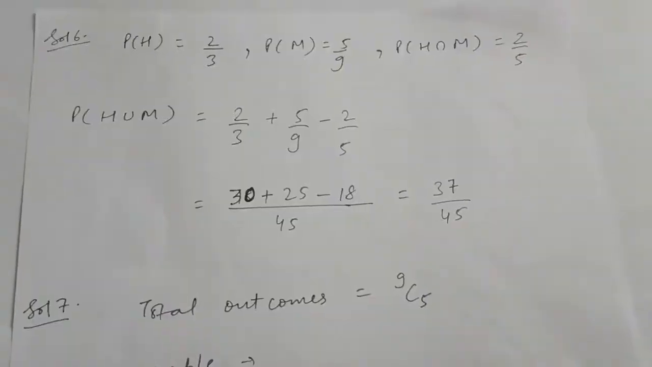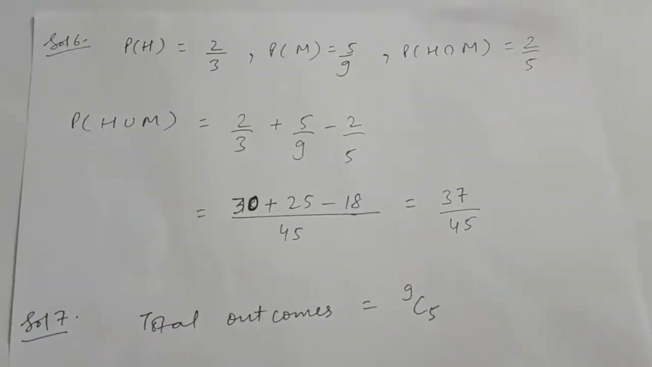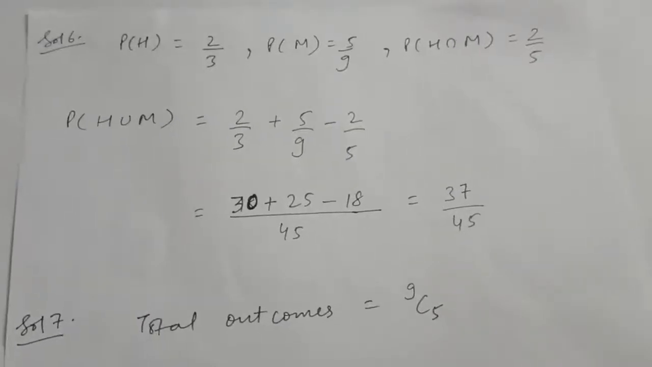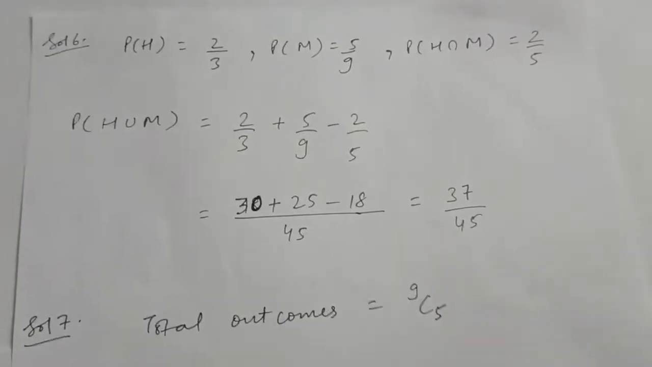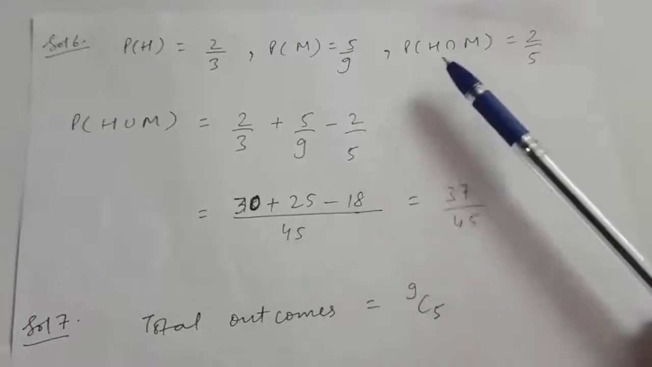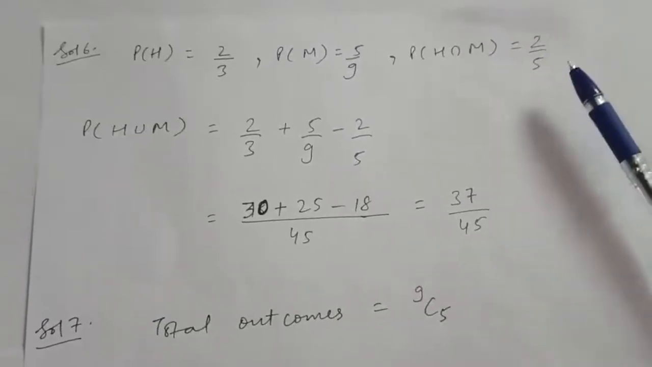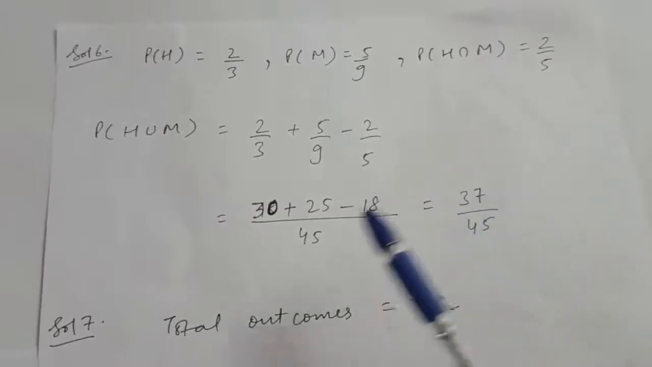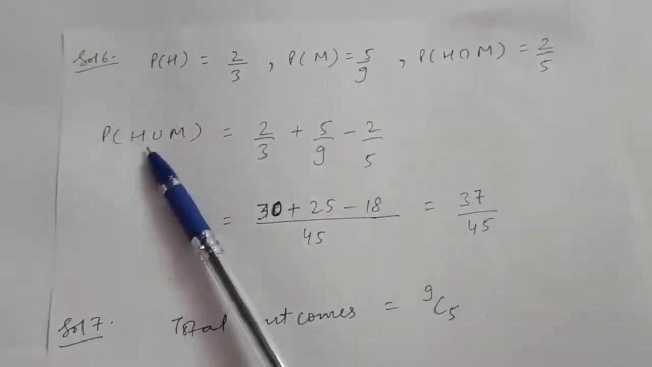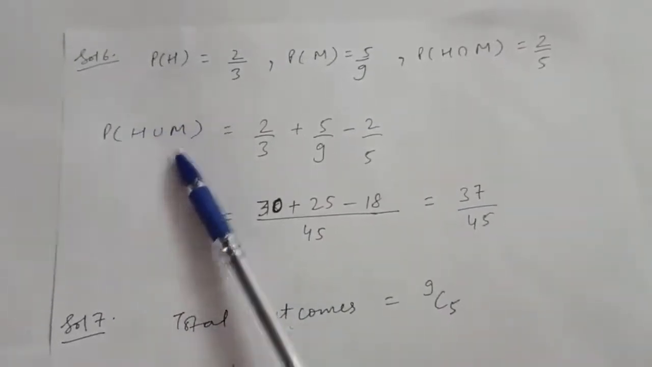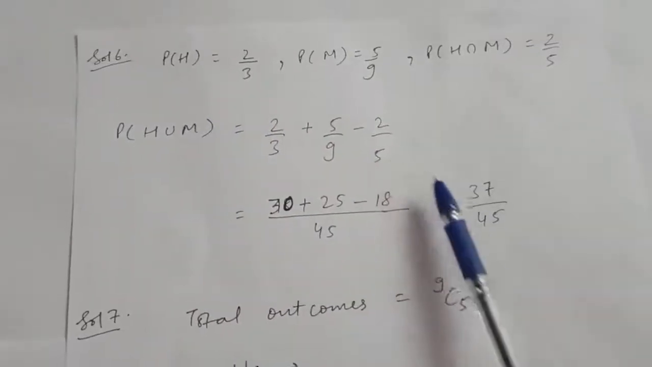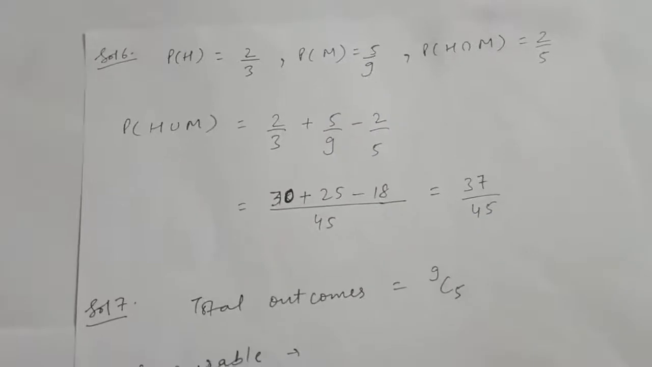Question number 6 is that the probability of a student will pass in the subject Hindi is 2/3. The student will pass in maths is 5/9, and that he will pass in both the subjects is 2/5. We have to find the probability that the student will pass at least in one exam. That is, we want to find the probability of H union M. All these values are given to you. Just put the values in the formula and get the answer, which will be 37/45.